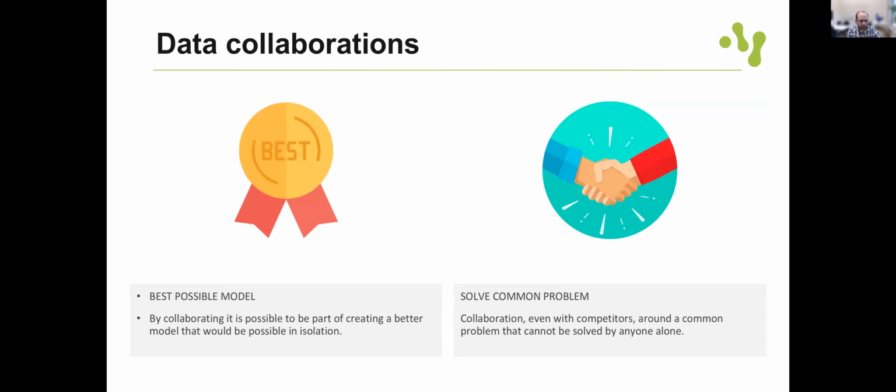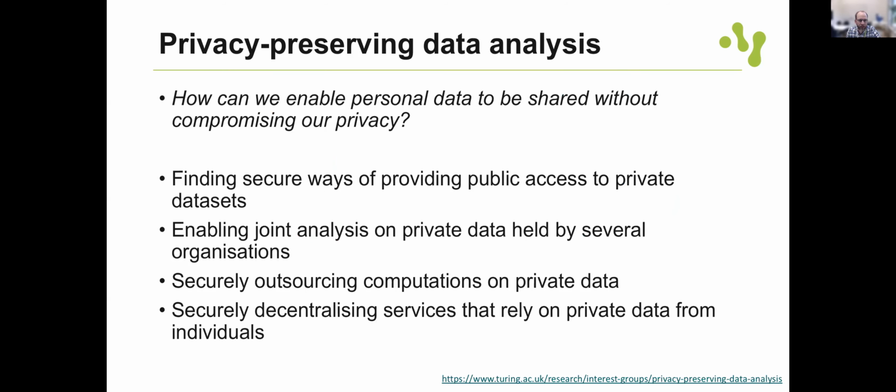But in many cases, we really want to have collaborations, and we want to have data collaborations. For example, we might want to collaborate to create something better that could not have been done in isolation, or solve a common problem, even if that means collaborating with, for example, a competitor. And privacy preserving data analysis is really trying to answer the question, how can we enable personal data to be shared without compromising our privacy?